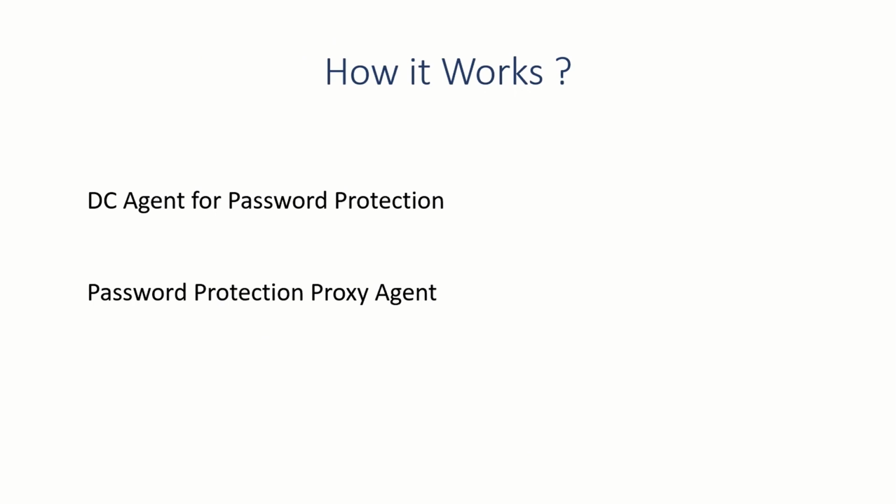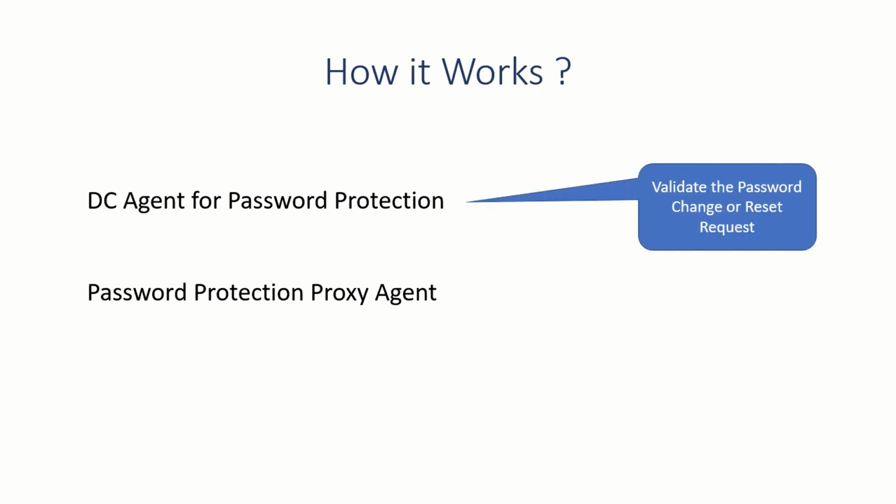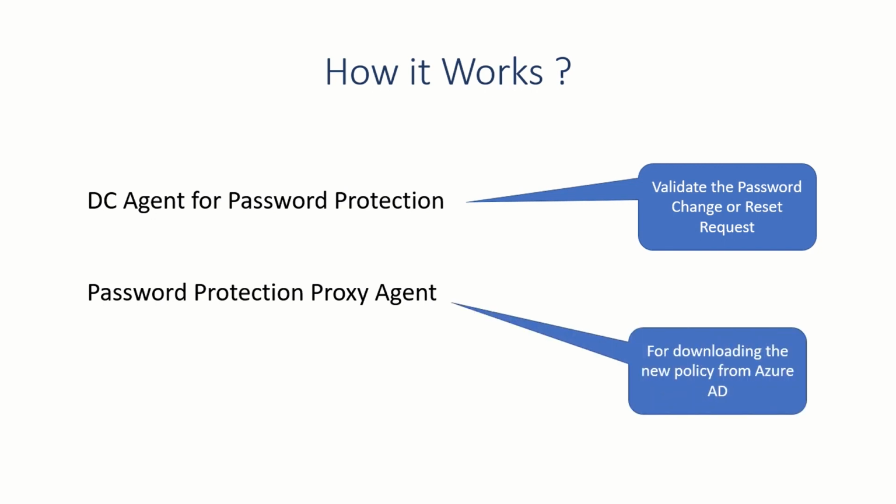Now, it's the DC agent which actually validates the bad password reset request. That means matching whether the keyword entered by the user matches any keyword that you have already blocked or banned. Whereas the proxy agent has the purpose of downloading the new list or the new policy and making it available to your DC.